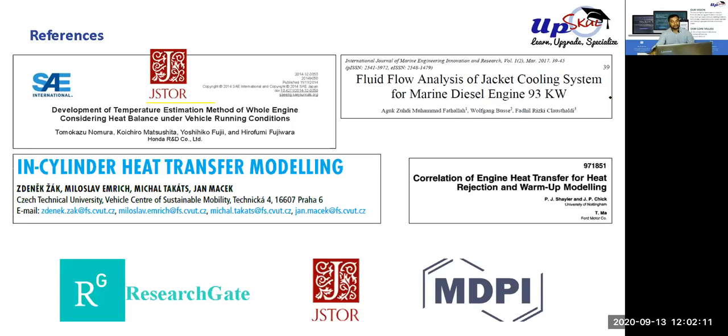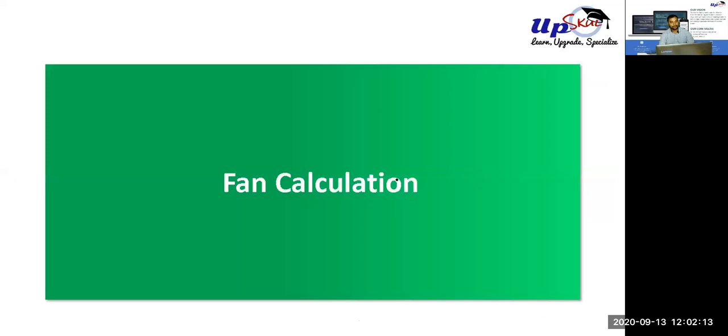Moving on. Now we have seen the calculation for the engine. The next big thing is the calculation for the radiator, but it's a very complex calculation, and some of you will find it very difficult. So let's start with the easy one, for example, the fan calculation.